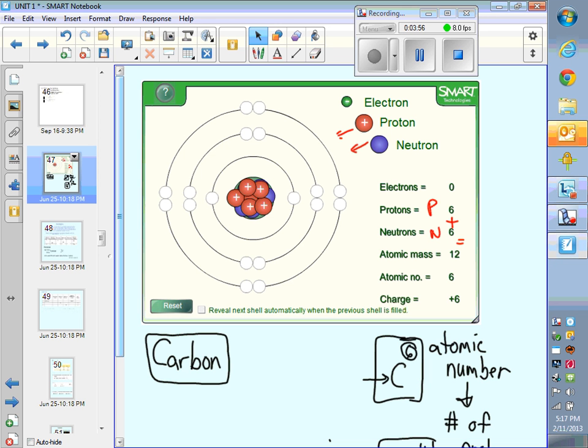Now, it turns out, right now, you're seeing an extra bit of information that we may learn later about the charge is 6.